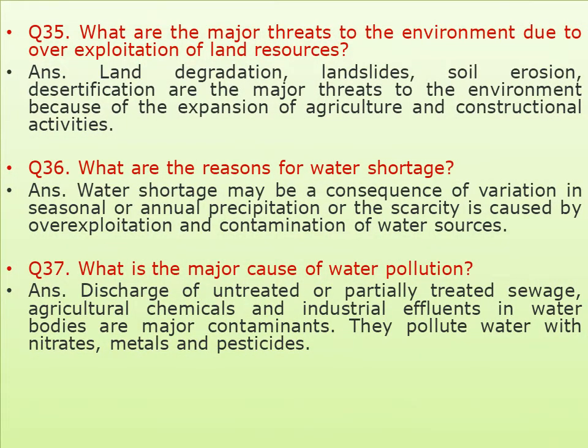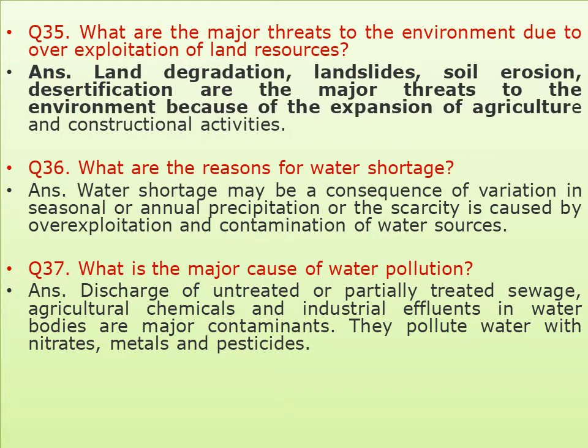Question number 35. What are the major threats to the environment due to overexploitation of the resource? Answer. Land degradation, landslides, soil erosion, and desertification are the major threats to the environment because of the expansion of agriculture and constructional activity.